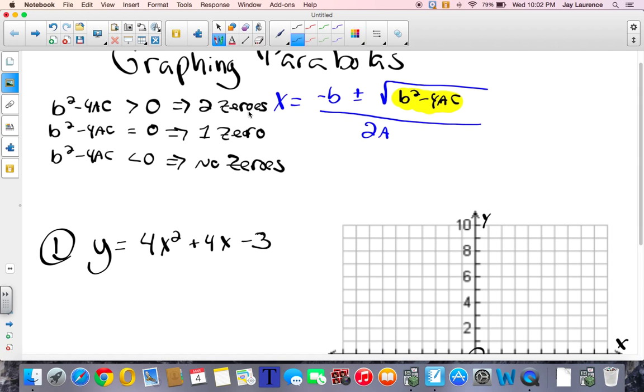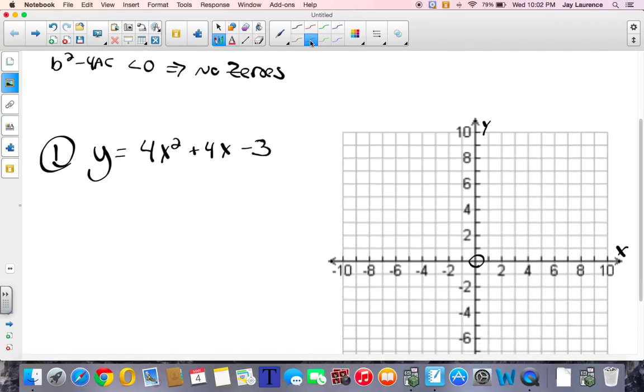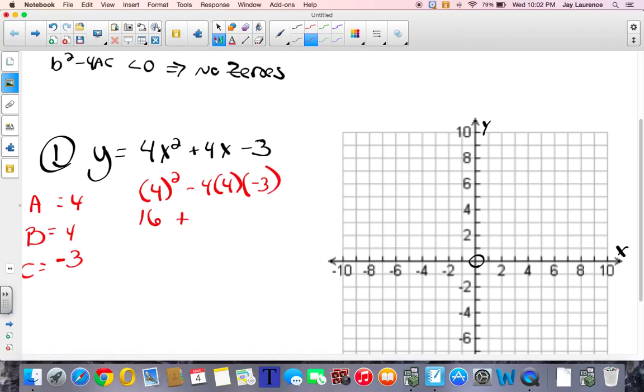Okay, so let's look at the first equation here. Okay, a, b, c is 4, 4, negative 3. I go to b squared minus 4ac. B squared, use parentheses, minus 4ac. 16 plus 16 times 3, 12 times 4, 48. And I think I get 64. Yes, 64. Two zeros.